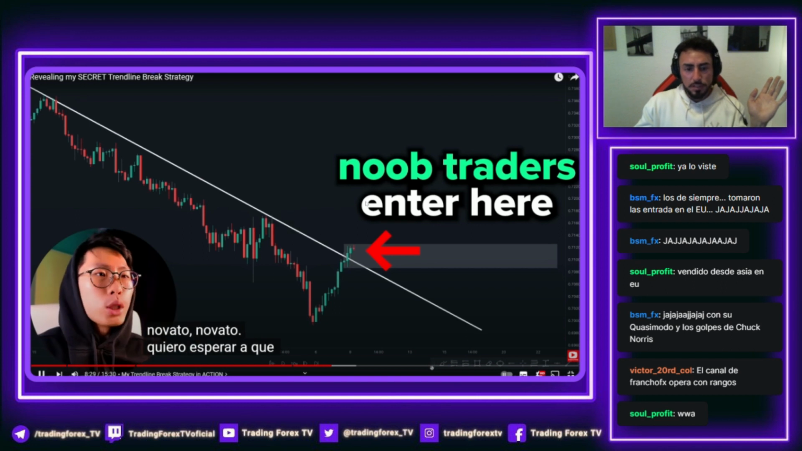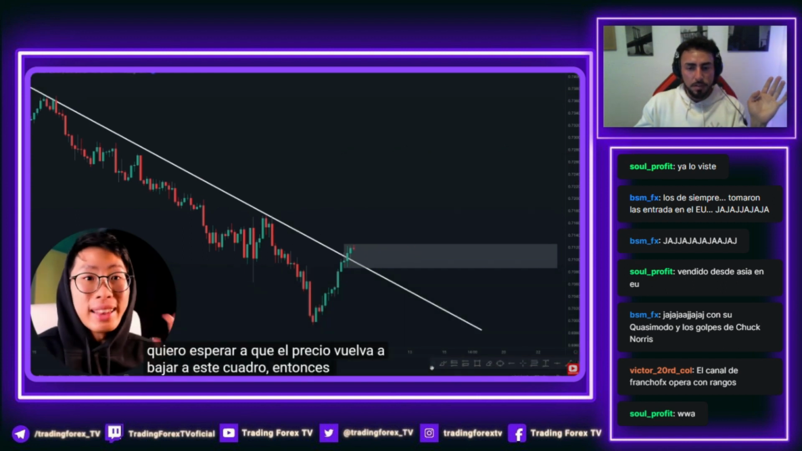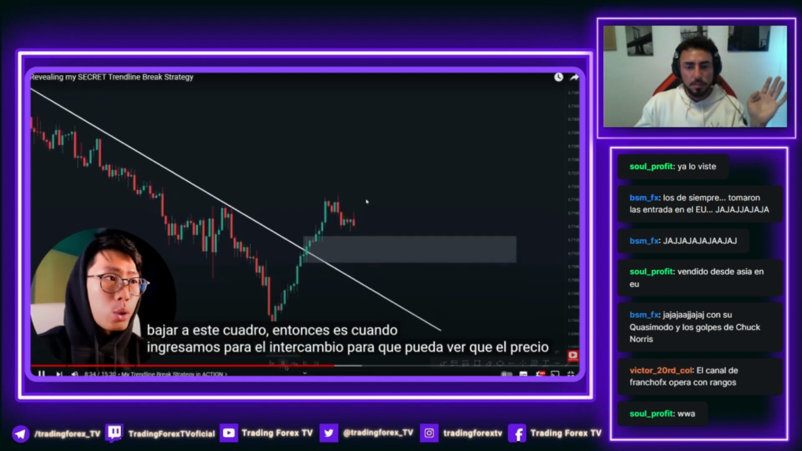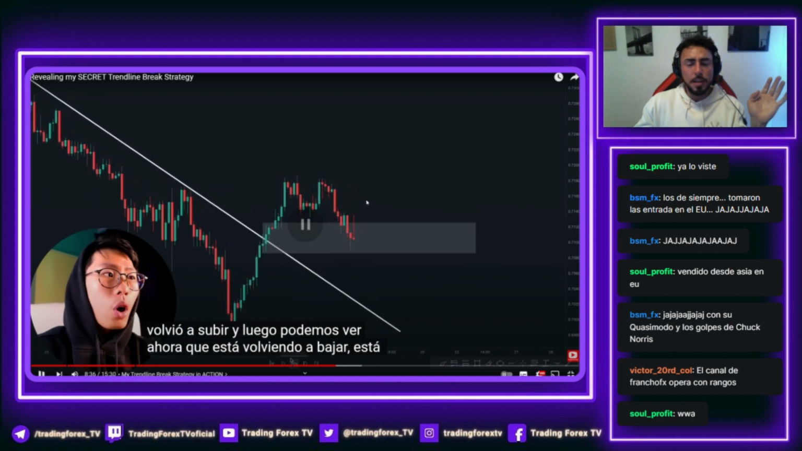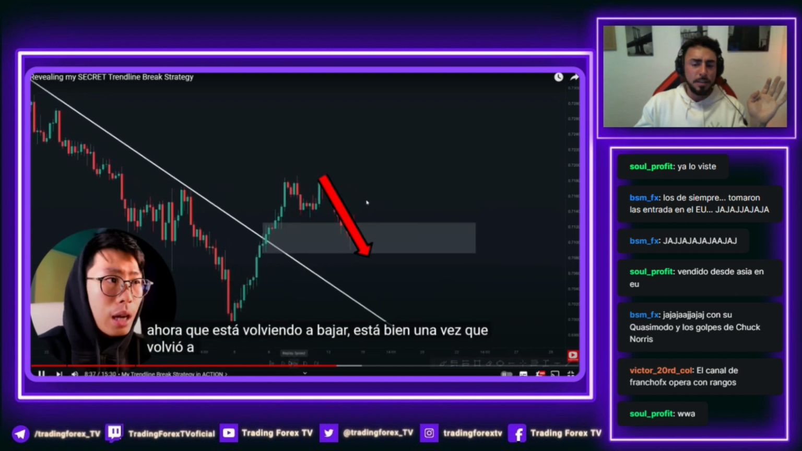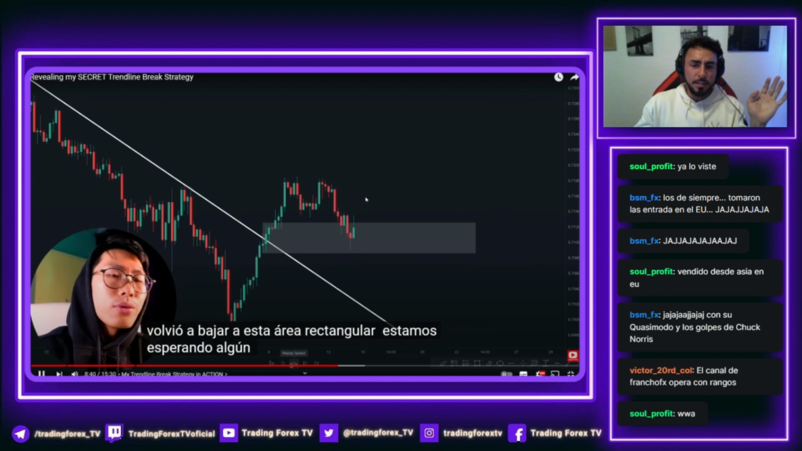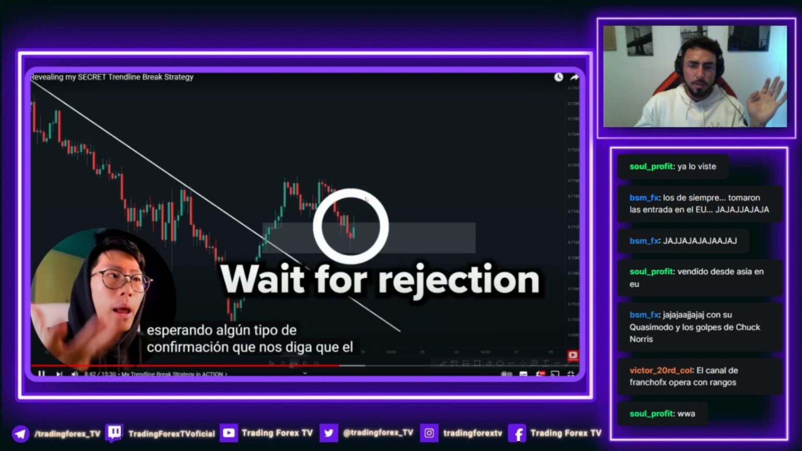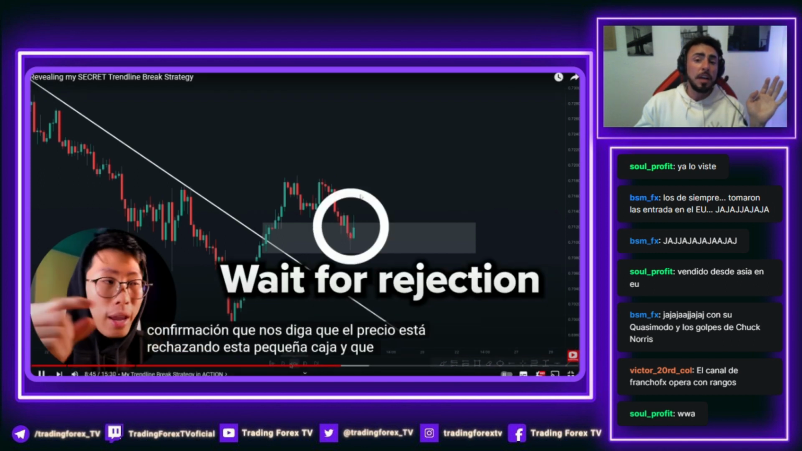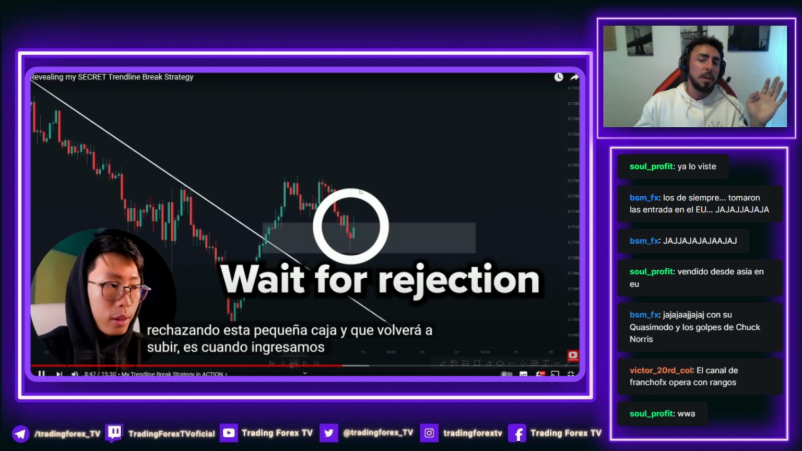So we want to wait for price to come back down to this box. Then that is when we enter for the trade. So you can see price went back up, and then we can see right now it's coming back down. Okay, once it came back down to this rectangle area, we are waiting for some sort of confirmation that tells us that price is rejecting this little box and it's going to hit back up. That is when we enter.